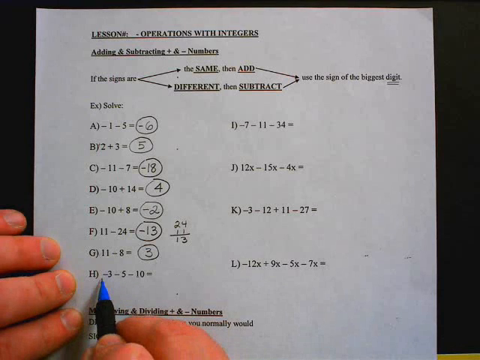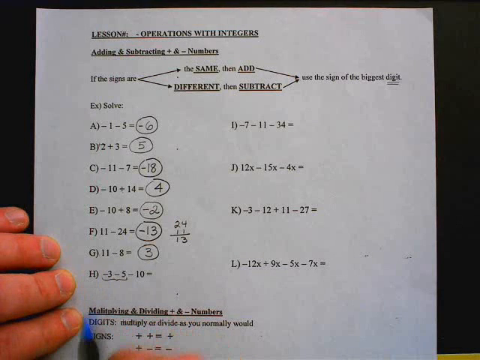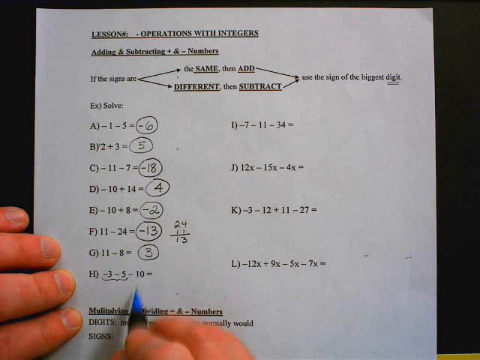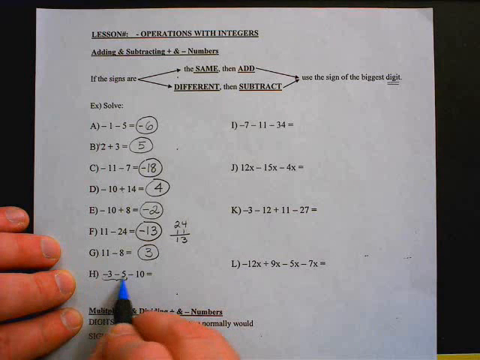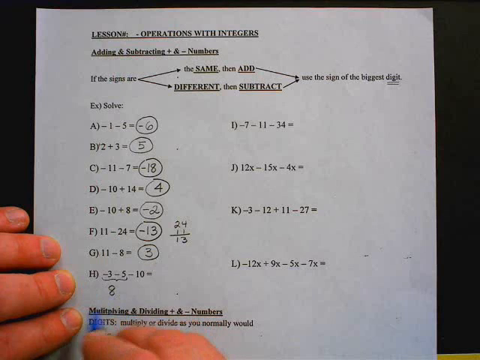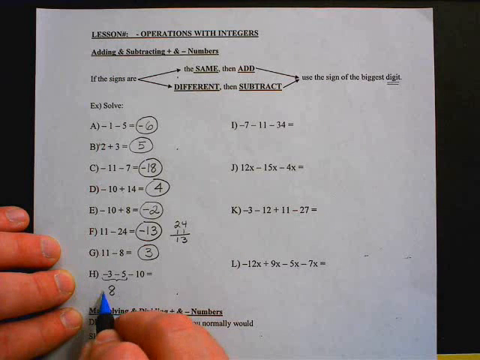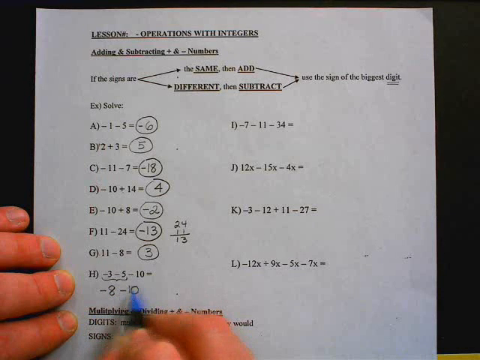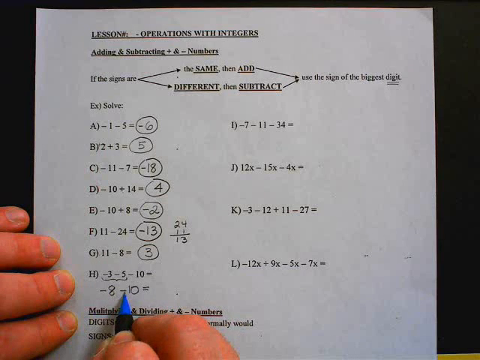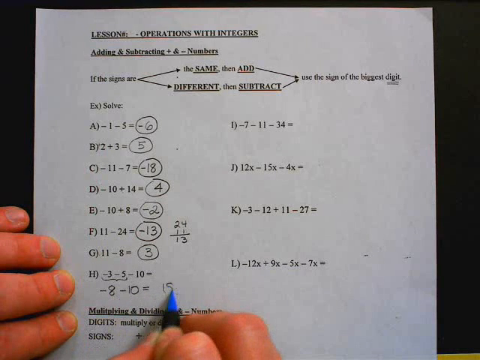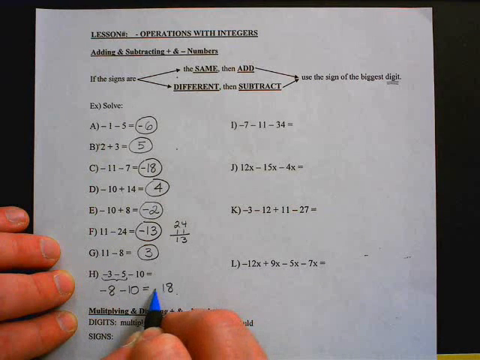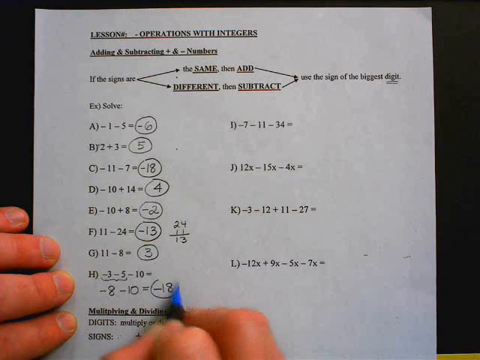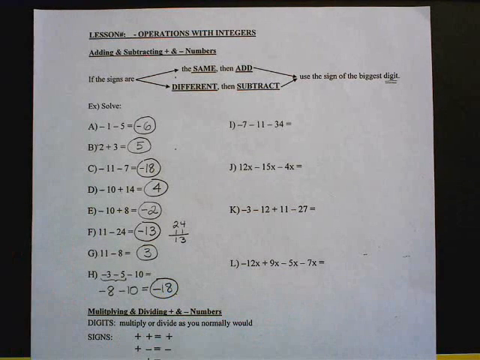The next one I have 3 terms, so what I'm going to do is I'm going to do the first 2 first, and I'm just going to bring down the -10. The first 2 signs are the same, so the rule says to add, so it would be 8. The sign of the biggest is negative because 5 is the biggest and the sign of it is negative. Now I'm going to bring down the -10. Signs are the same, so I would add, and the sign of the biggest would then be negative, -18.